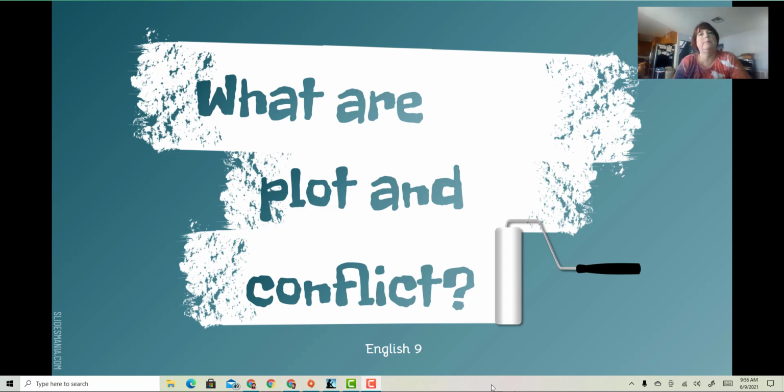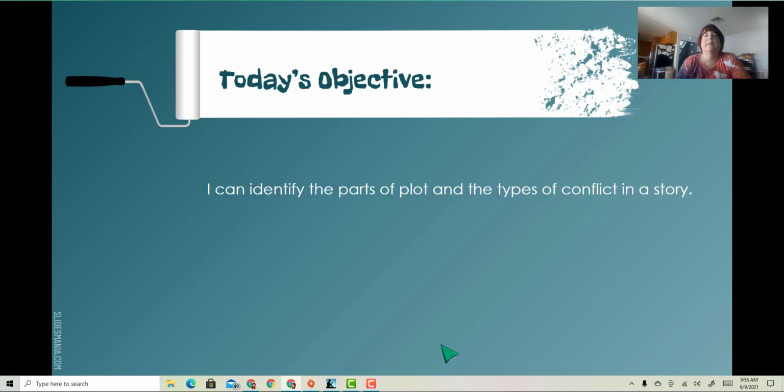Today we are learning about plot and conflict. Our objective today is: I can identify the parts of plot and the types of conflict in a story.